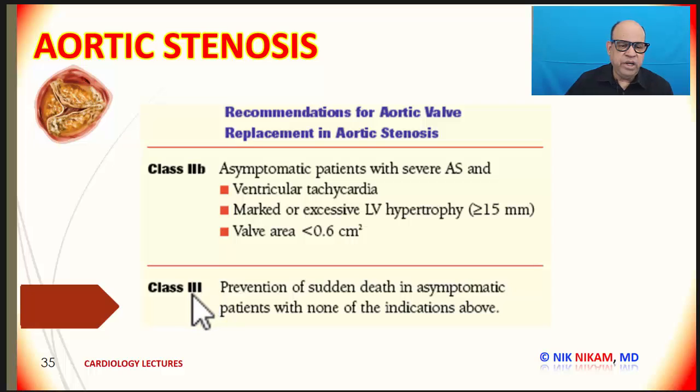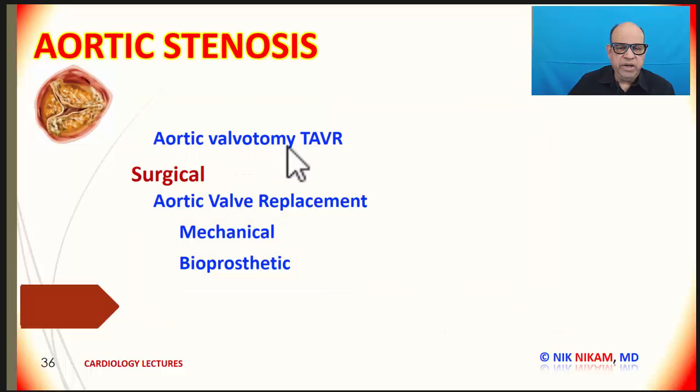Of course, class 3, prevention of sudden death in asymptomatic patients with none of the above indications. That means there is no evidence that replacing the aortic valve in asymptomatic patients would prevent sudden death. Aortic valvotomy or TAVR and surgical valve replacement using mechanical or bioprosthetic valves.